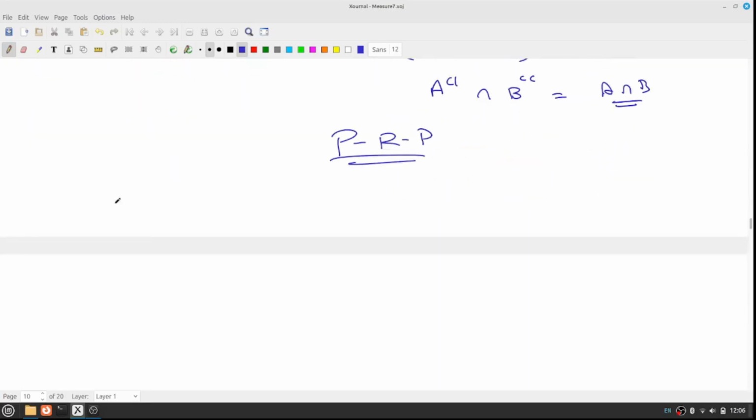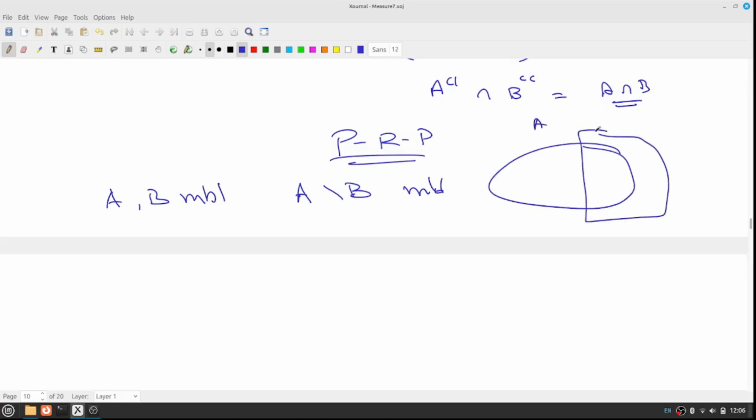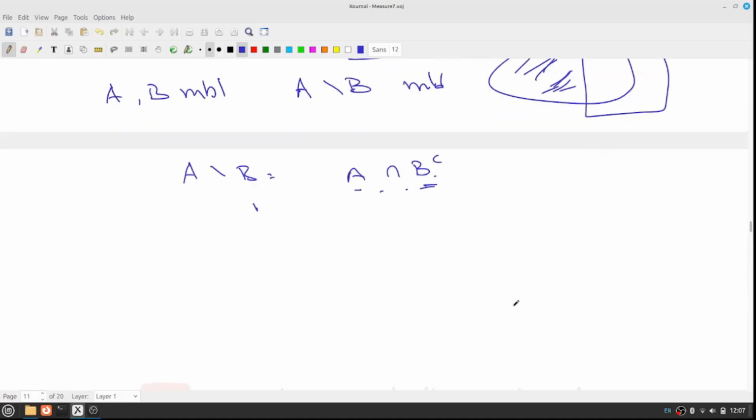And hence, it follows that if A and B are measurable, A minus B is measurable. That is, from A, this is my A, this is my B, remove that, this object is measurable. That is very clear because A minus B by definition is A intersection B complement, and A is measurable, B is measurable, therefore B complement is measurable, intersection of measurable sets is measurable, therefore this is measurable. Yeah. Now how do I use it?